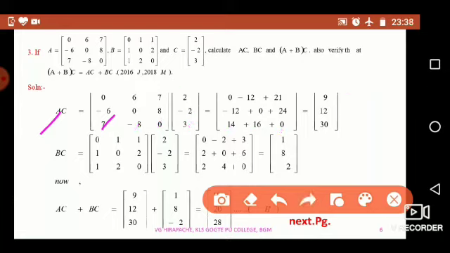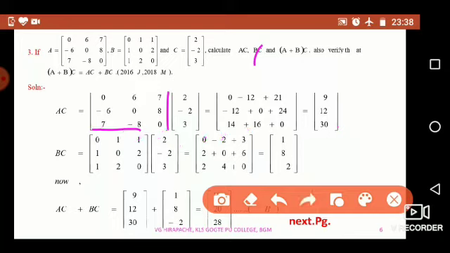Similarly, let me find out the other matrix, the BC matrix. Let me find out BC, which is equal to matrix B, a matrix of order 3 cross 3 containing the elements 0, 1, 1 in the first row, 1, 0, 2 in the second row, 1, 2, 0 in the third row, multiplied by a column matrix containing the elements 2, minus 2, 3. Since it is a product of these two matrices, let me multiply the first row with the first column. Since the second matrix has only one column, the resultant matrix is also a column matrix. Therefore 0 2s are 0, 1 minus 2s are minus 2, 1 3s are plus 3. Therefore we have 0 minus 2 plus 3, which is plus 1.